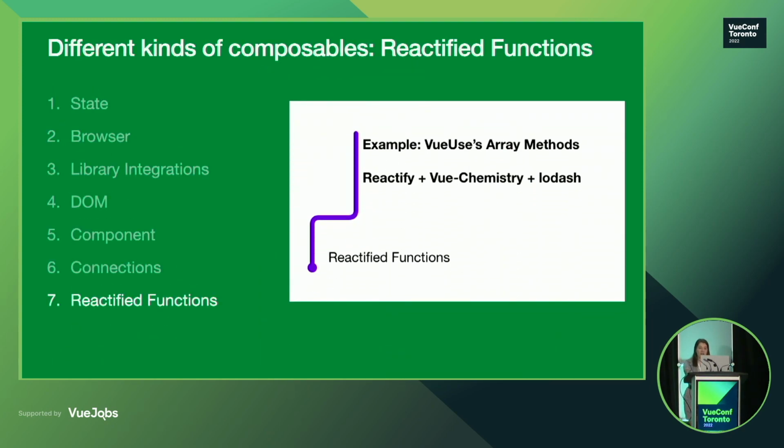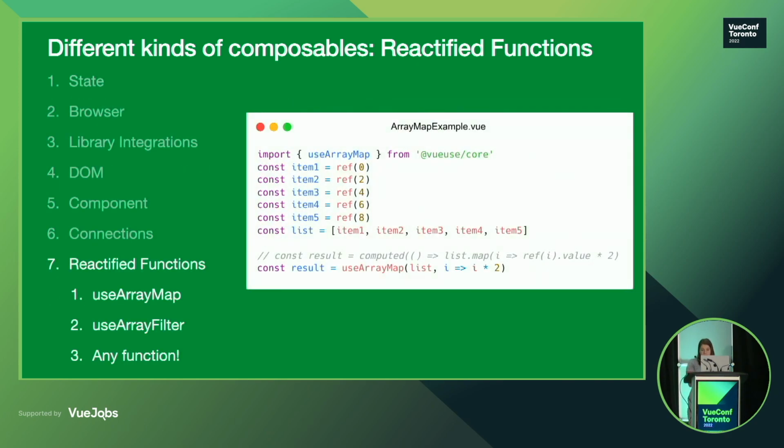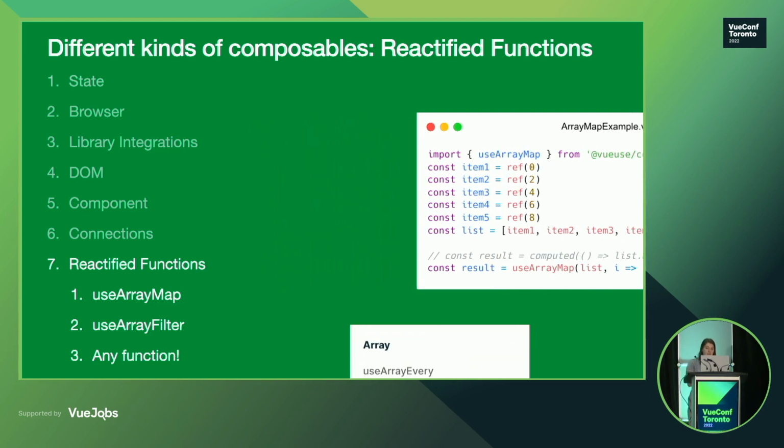Finally, we have the last one, which is reactified functions. So these are normal functions that now are able to be cross-compatible with things like array map, Lodash. You can reactify just about anything. And you should check out the VueChemistry repository. Here's the example of array map. Instead of having to worry about value, instead of having to worry about if an item is a ref, you no longer have to do that. You just grab the result, and it's a computed, and it automatically updates with list if any of your items change. So those are the 7 types of reactified functions that I have.